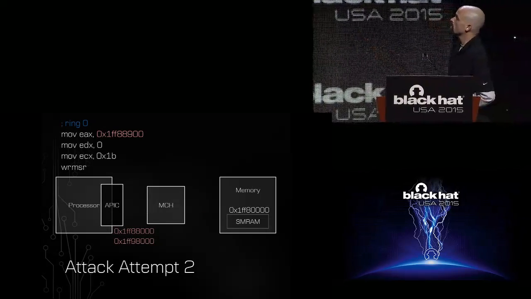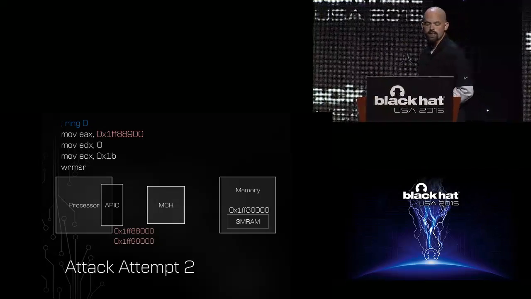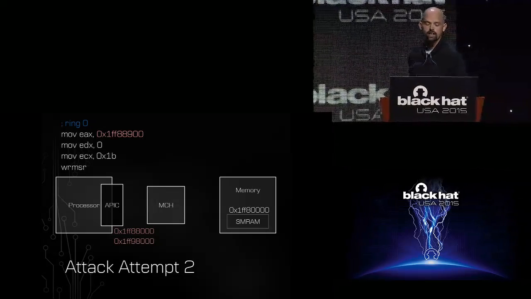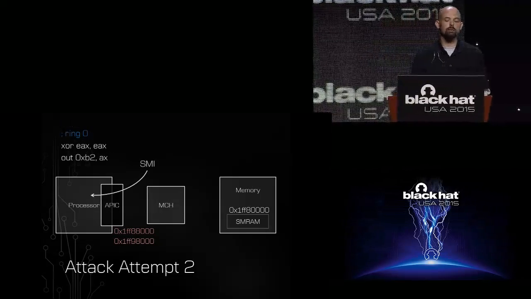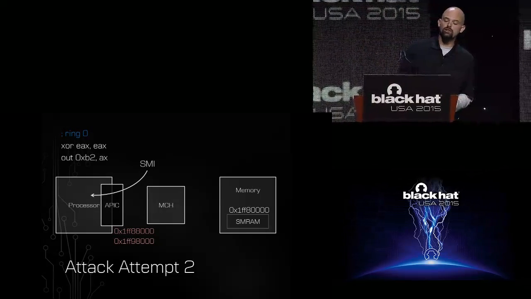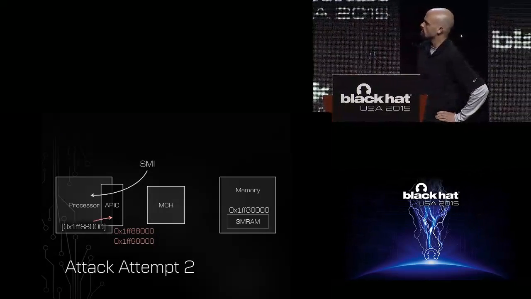But if in ring 0, we decided to move the APIC range so that it exactly overlapped the SMI entry point, we've all of a sudden taken control of which instructions the processor is going to be fetching when it switches to system management mode. So from ring 0, then, we can trigger an SMI by writing to the B2 ports, which is going to transition the processor to system management mode.